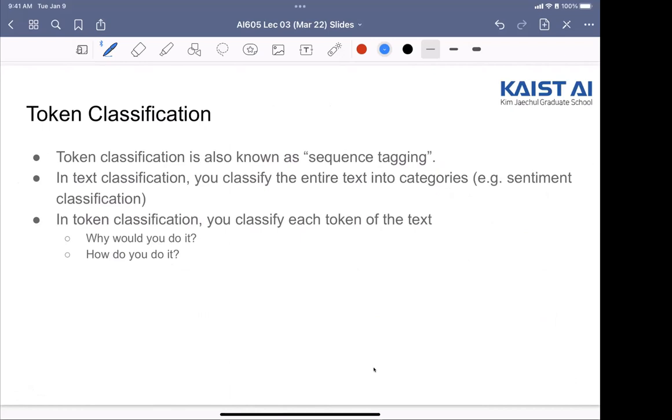So what is token classification? It's also known as sequence tagging. In text classification, you classify the entire text into categories, right? So it's either sentiment or some other queries.